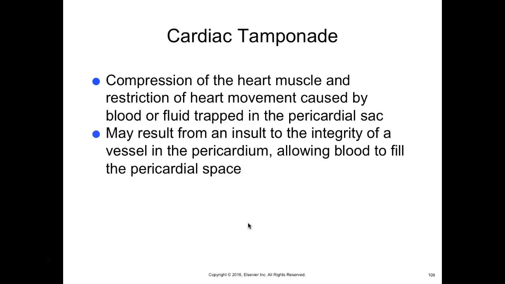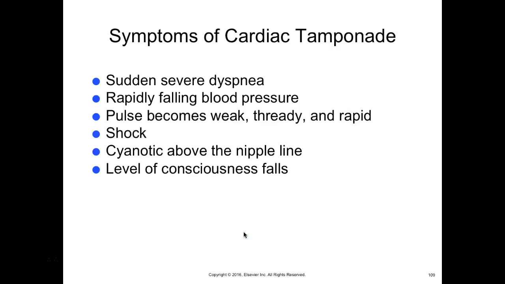All right, cardiac tamponade: compression of the heart muscle and restriction of heart movement caused by blood or fluid trapped in the pericardial sac. So we talked about pericarditis. This is where we have fluid now surrounding the heart, and it results from an insult to the integrity of the vessel of the pericardium, allowing blood to fill into the pericardial space. So it's compressing the heart. Symptoms: sudden severe dyspnea, rapid falling blood pressure, pulse becomes weak, thready, and rapid, shock, cyanotic above the nipple line, so the upper chest and above, and level of consciousness falls.